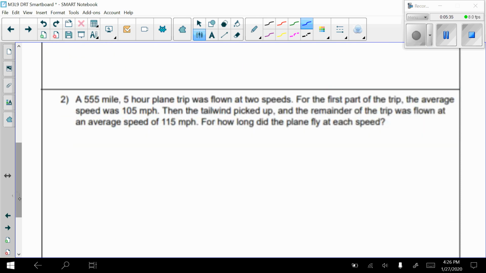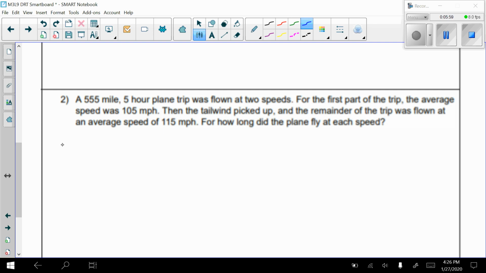A 555-mile, 5-hour plane trip was flown at 2 speeds. For the first part of the trip, the average speed was 105 miles per hour. Then the tailwind picked up, and the remainder of the trip was flown at an average speed of 115 miles per hour. For how long did the plane fly at each speed?